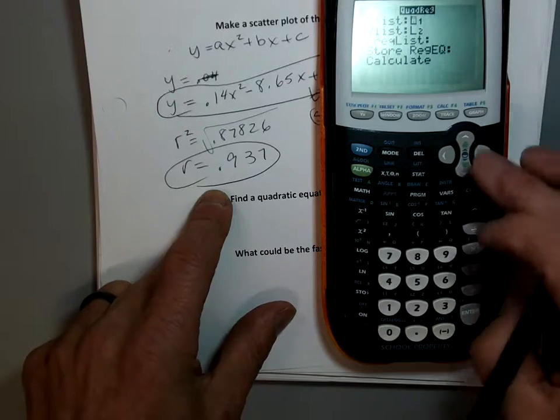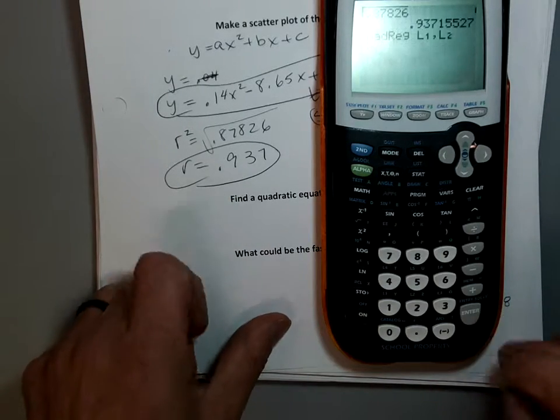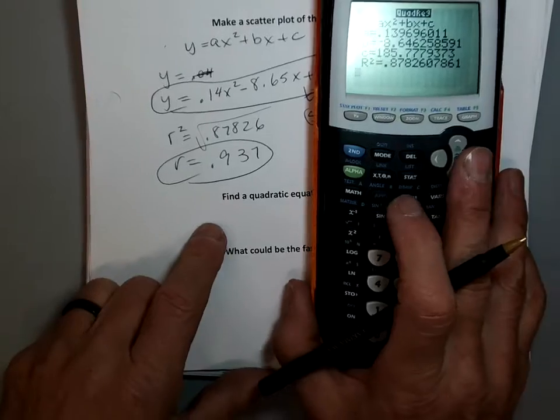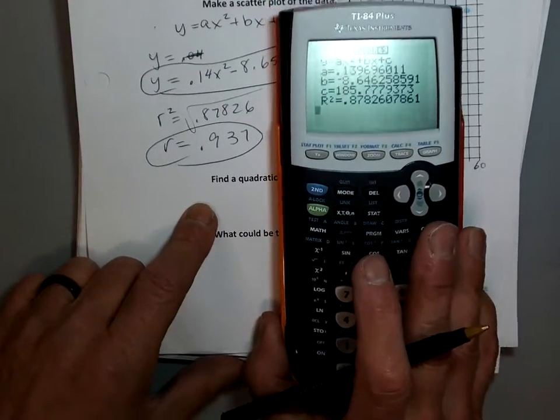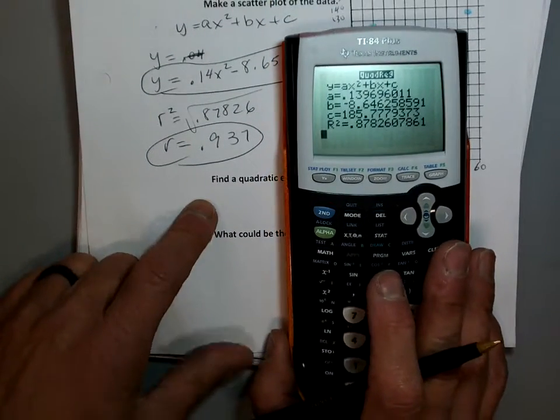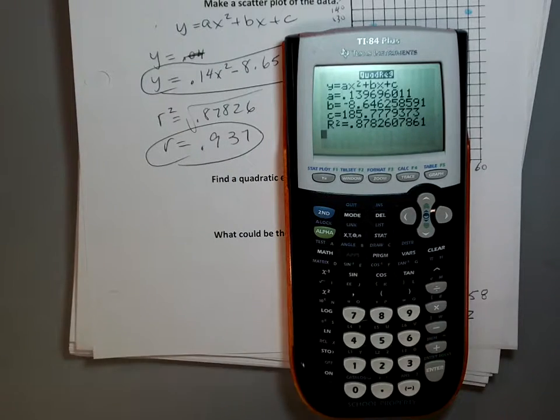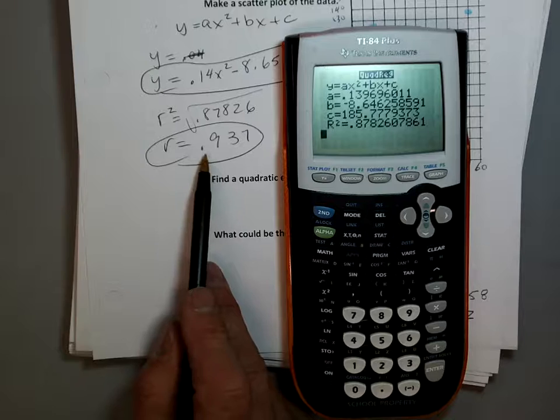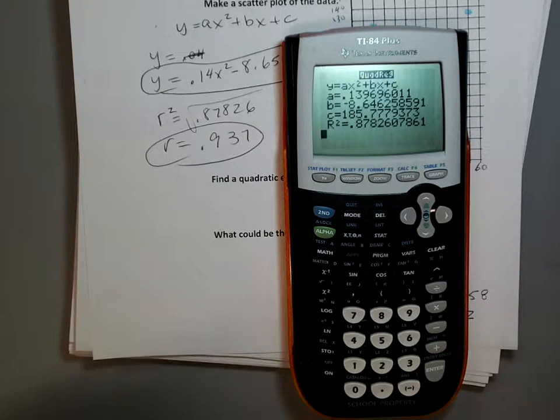Okay, so let me show you real quickly. It did not give me an r, but that's okay. It gave me an r squared, and I wrote it down and I square rooted it because I like the r better than the r squared. It shows me that I get an r of 0.937. That's not bad. It means that most of my points fit, okay?